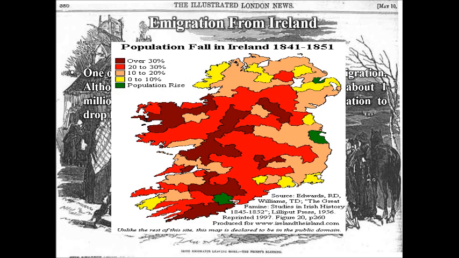Here's a chart titled Population Fall in Ireland 1841 to 1851. So this is a 10-year map that will show in which areas in Ireland had a significant drop in population. As you can see, the very dark red or the maroon is showing a drop of over 30%, as well as the color red is showing a drop from 20 to 30%. And this led to a decrease in the population, as the previous slide said, of about 3 million people.